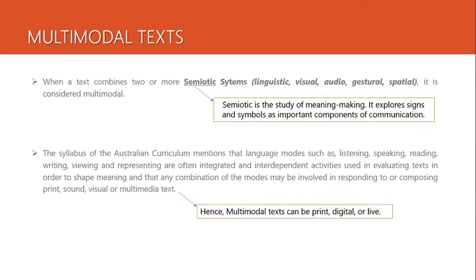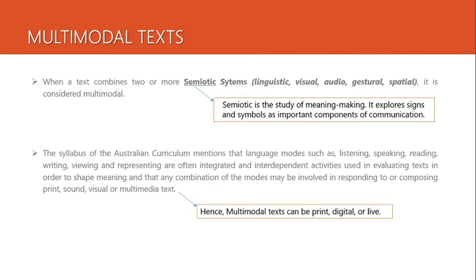What are these multimodal texts? It is when a text is combined with two or more semiotic systems. What are the semiotic systems? These are linguistic, visual, audio, gestural, and spatial. It is considered to be multimodal text.